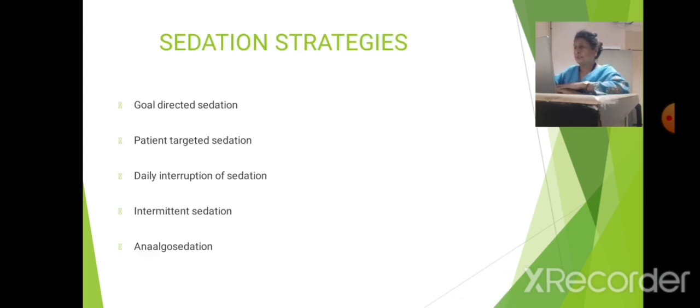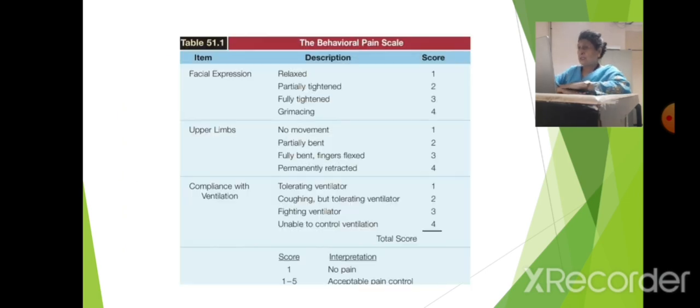Sedation strategies: goal-directed sedation, patient-targeted sedation, daily interruption of sedation, intermittent sedation, analog sedation. Now we'll be talking about what our goal should be. Now, the behavior pain scale. This is what we are always using. Facial expression is very important in all patients in whom we are trying to assess pain, especially when sedation is used for pain.